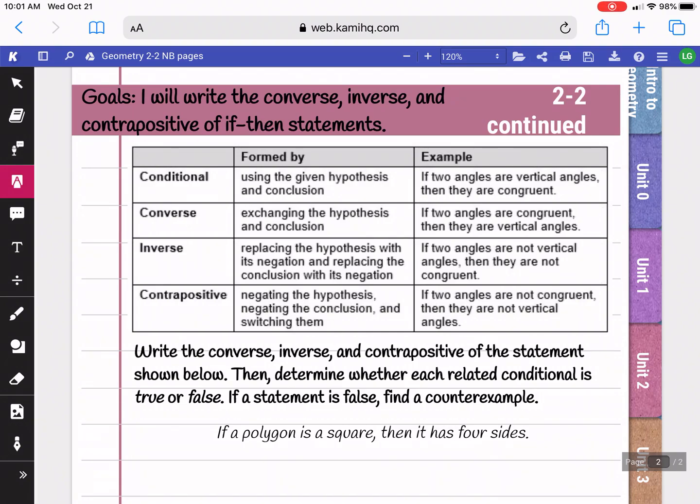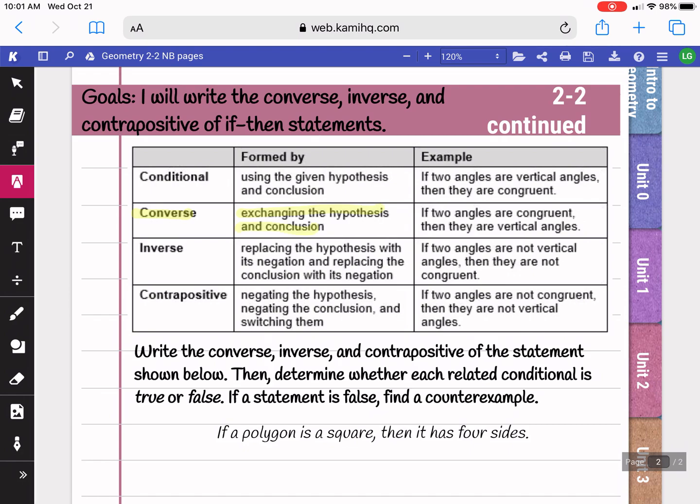Continuing with Unit 2.2, we're continuing with our conditional statements, the ones that are written in if-then form. Now, conditional statements have related conditional statements called converse, inverse, and contrapositive statements. These are formed by doing several things to your initial statement. So, to find the converse, you actually exchange or switch the hypothesis and conclusion.